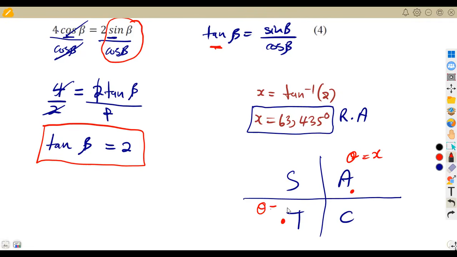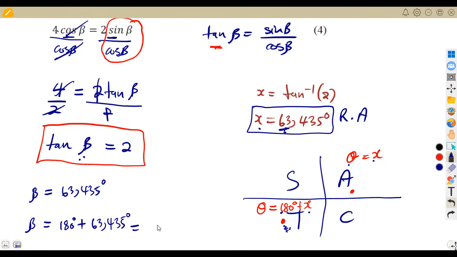In the third quadrant, theta is equal to 180 degrees plus x. So we can obtain the values of beta from the first quadrant, where theta is equal to x. So beta is equal to x, which is 63.435 degrees as it is. Then we calculate another beta where tan is also positive in the third quadrant, which is 180 plus x, our reference angle 63.435 degrees. This is going to give us an angle of 243.435 degrees. So that is our beta in this case.